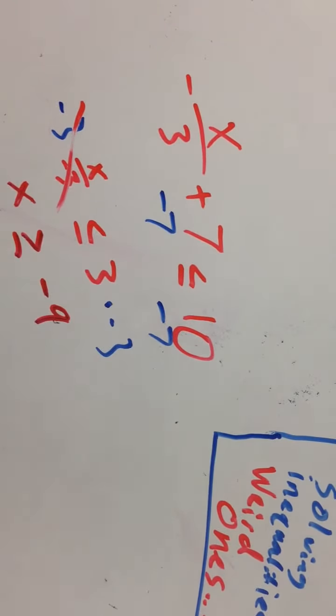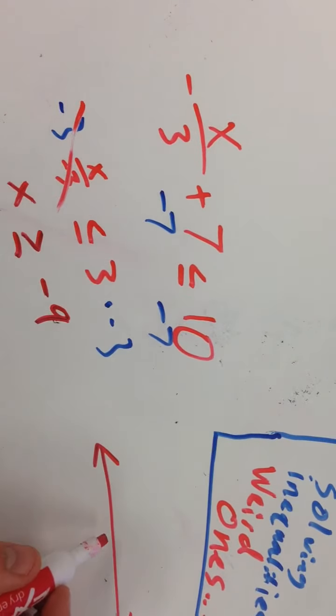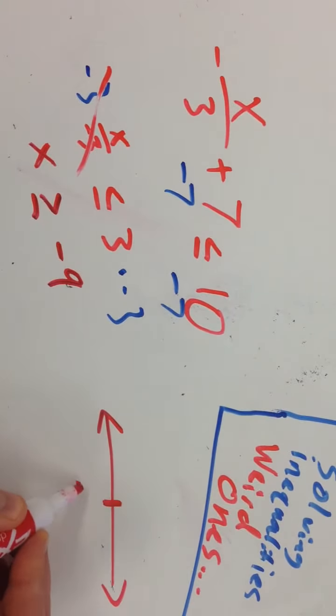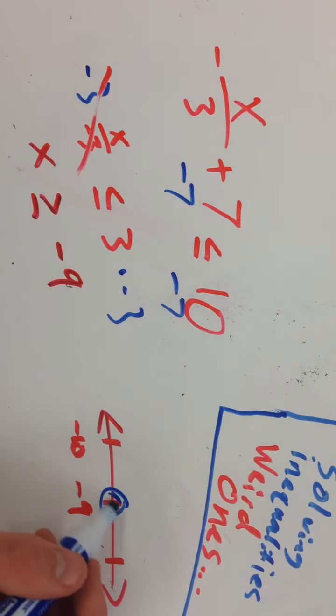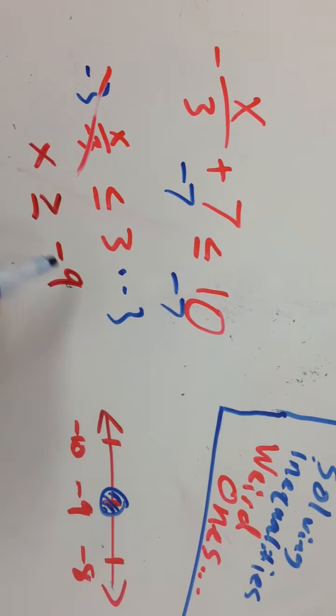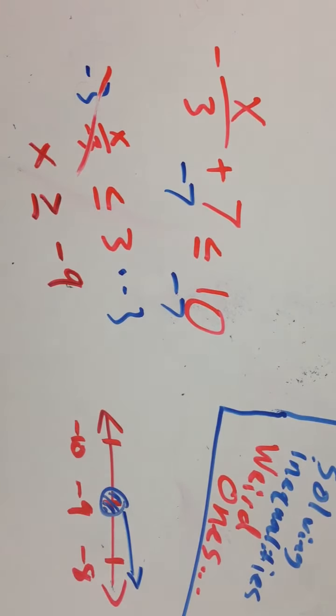Now when I graph it, I've got negative 9 right here, and here's negative 8, one bigger, and here's negative 10, one smaller. I'm looking for the numbers bigger than it. So it's a filled-in circle at negative 9, because we've got the or equal to, and I'm looking for all the numbers larger. And so that's what happens every time you multiply or divide by a negative.